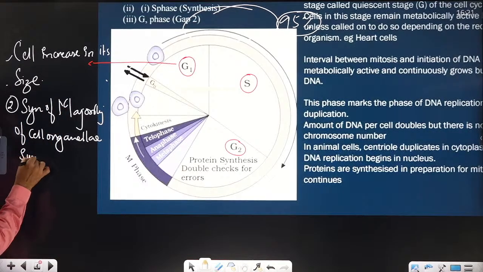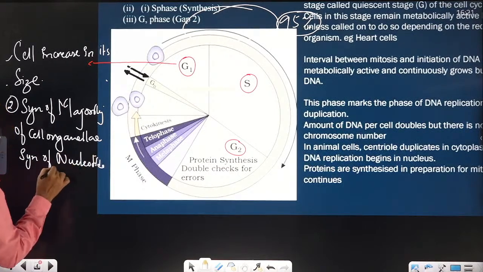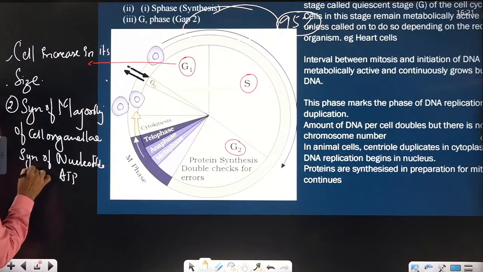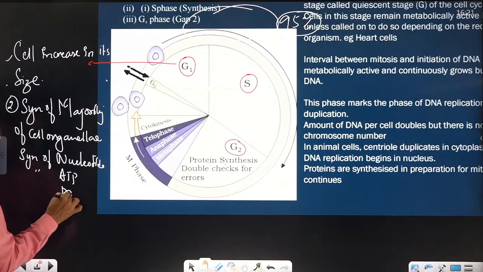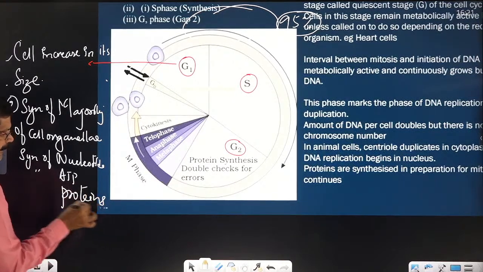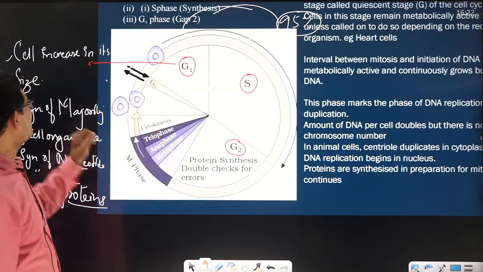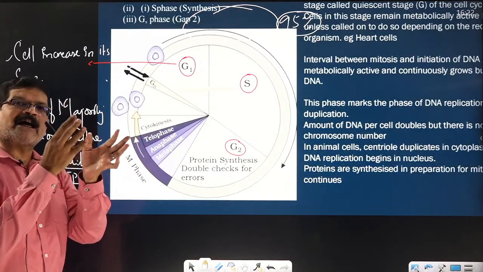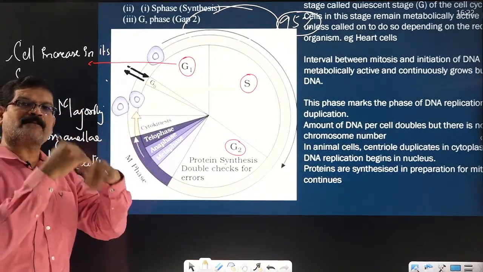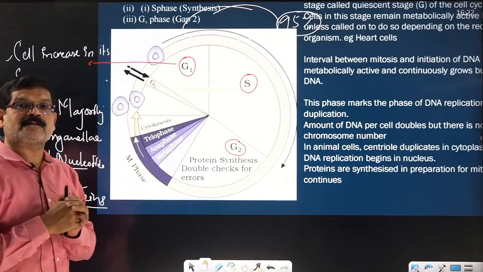Next, synthesis of nucleotides, synthesis of ATP, synthesis of proteins. Everything occurs in this stage. All this synthesis will occur in the G1 phase itself. That's why the size of the cell changes: suppose 100 mitochondria become 200 mitochondria, then the size of the cell has to increase.